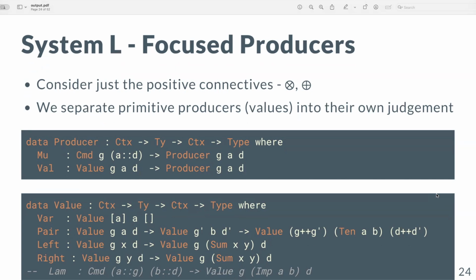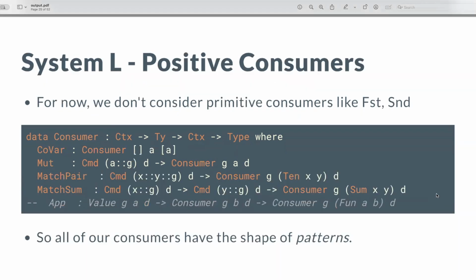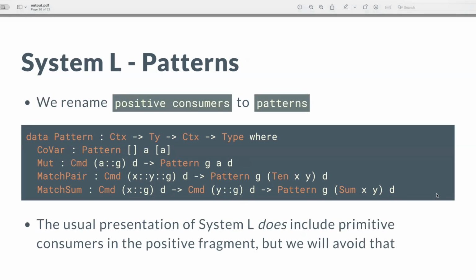So that's the producers. And the consumers we cut down and only have the complex consumers. So the primitive consumers, like first and second projections, typically System L will include them, but I will not, for future reasons. So all of our consumers have the shape of patterns. We have covariables, we have the mu bar binder, and we have the pattern match for pair and the pattern match for sum. And because they're all shaped like patterns, I just renamed them patterns. So that's what patterns.